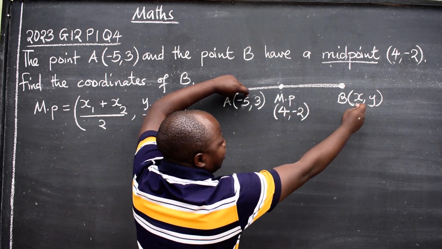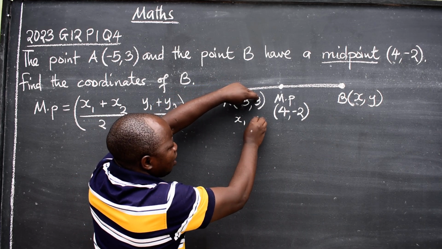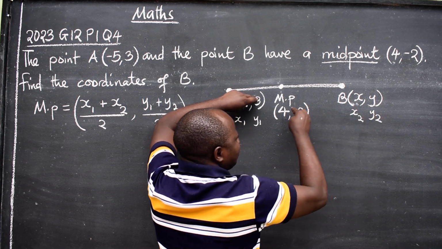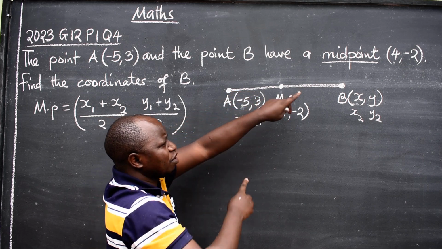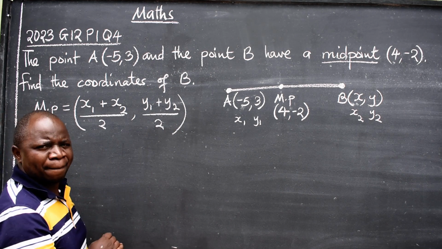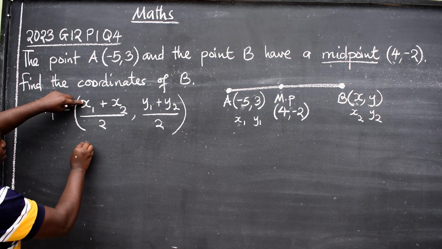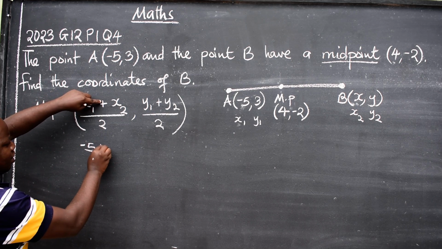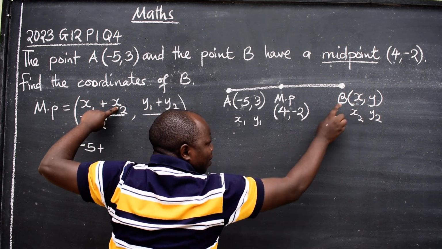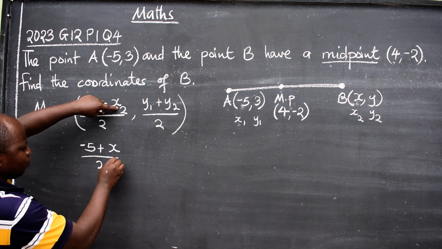So these 2 points here, we are going to name them. This one, x1. This one, y1. On the other side, x2, y2. Remember, this is midpoint, which you have been given. Okay? So we are now going to substitute in here. What is our x1? x1 is -5. Plus, what is our x2? x2 here is x, the one we want to find there. X divided by 2, comma.